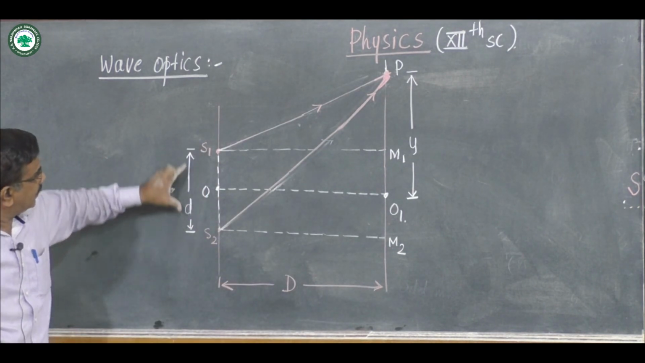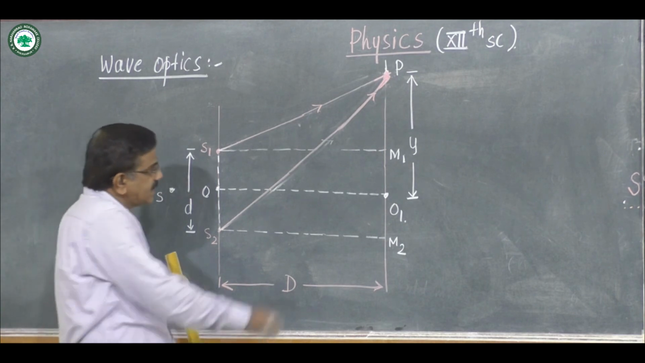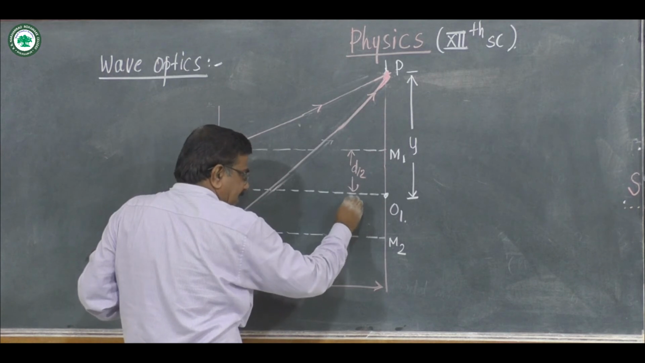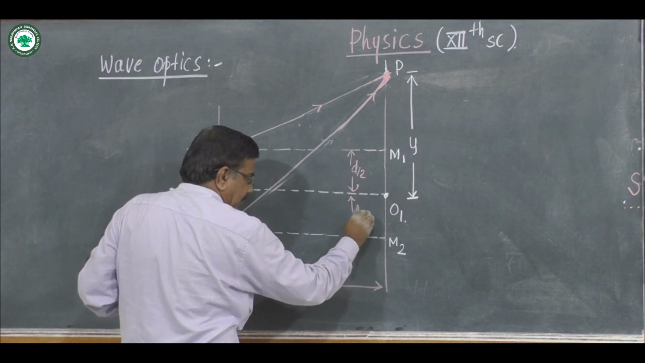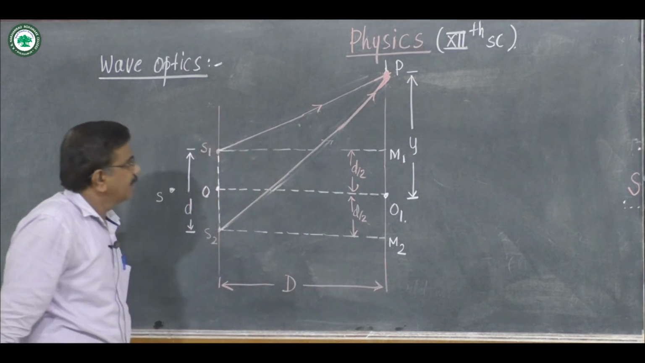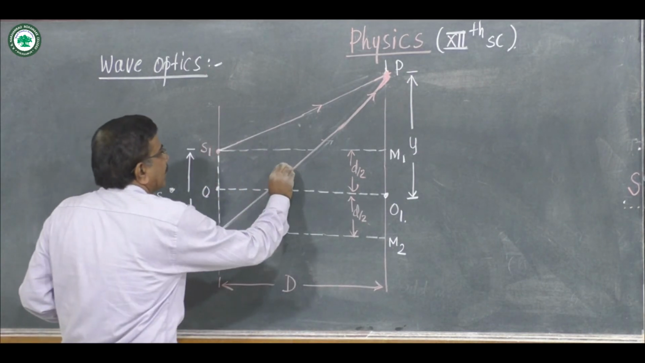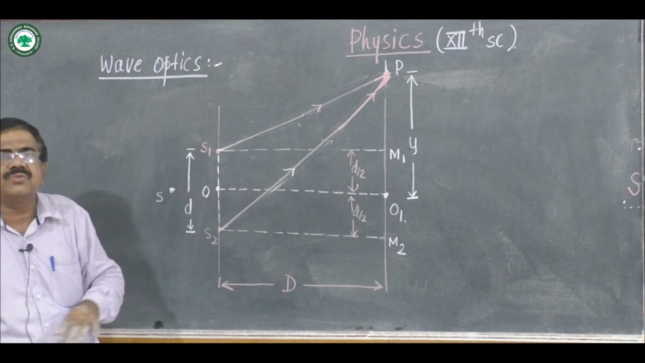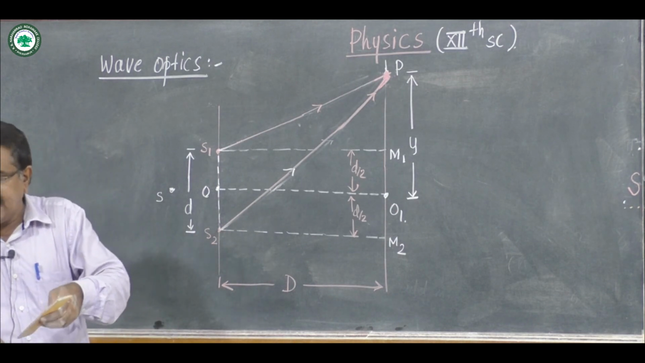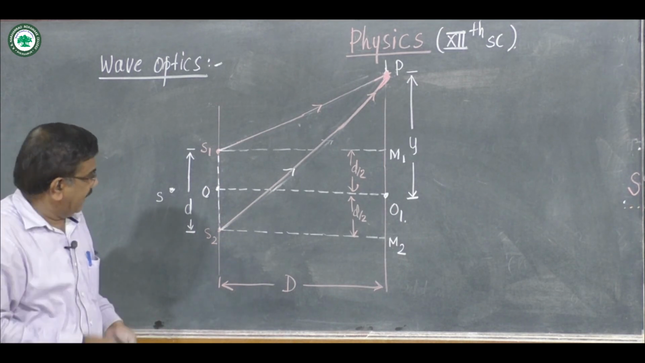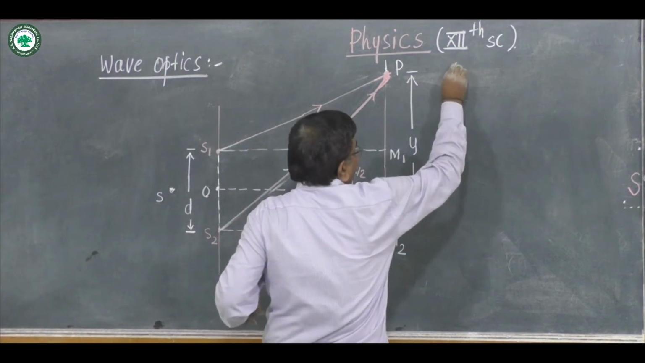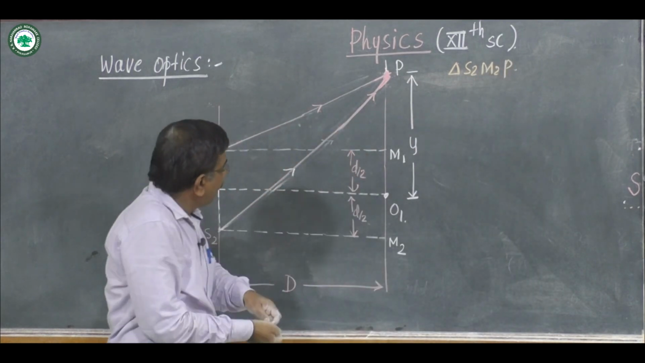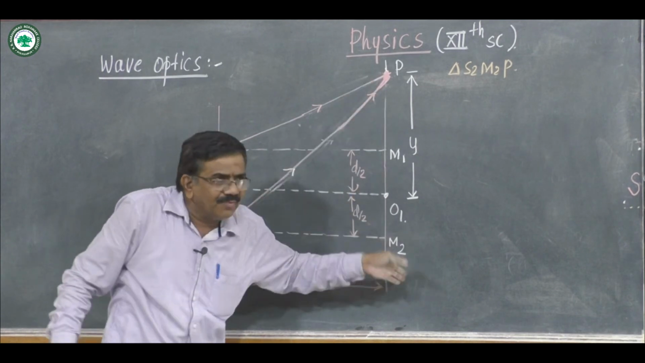As the total distance between S1 and S2 is small d, this is d by 2, and this distance is again d upon 2. Because this is the perpendicular bisector, the distance d is divided into two equal parts, that is d by 2 and d by 2. In triangle S2M2P, P is a point at a distance y from the central point O1.